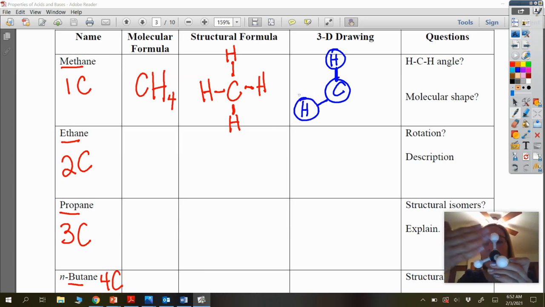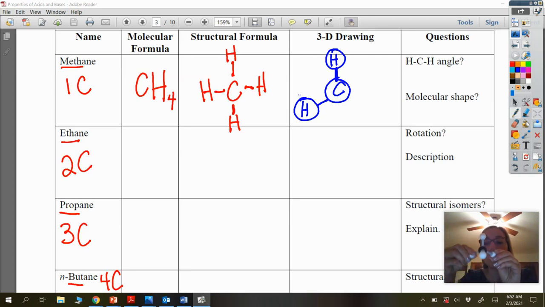Now, if I do that, I also have a hydrogen that's coming out at you and one that's going back into the page at me. So one is coming out of the plane of the page and one is going back into the plane of the paper. If three atoms are bisected by an imaginary plane or an imaginary paper, one will come out and one will go back.